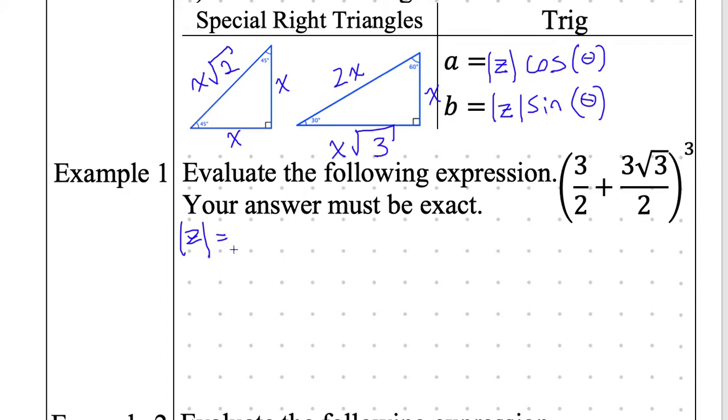Square root of what? Square root of 3 over 2, quantity squared. Good. And then plus 3 square root of 3 over 2, quantity, power of 2. There it is. Thank you, James.